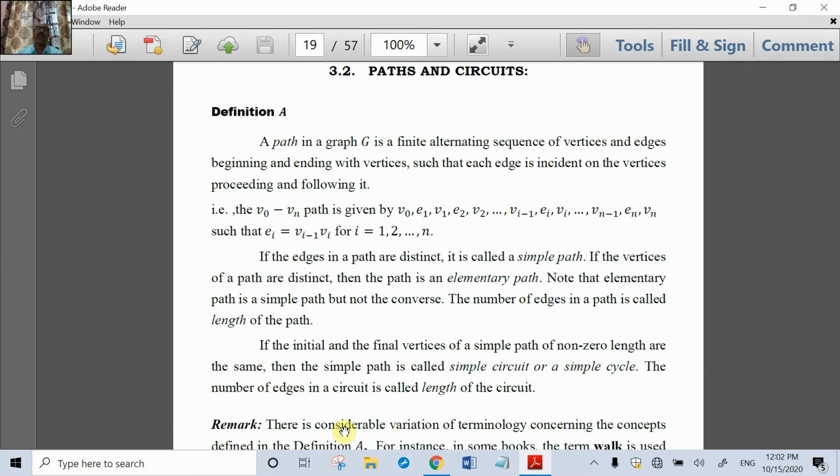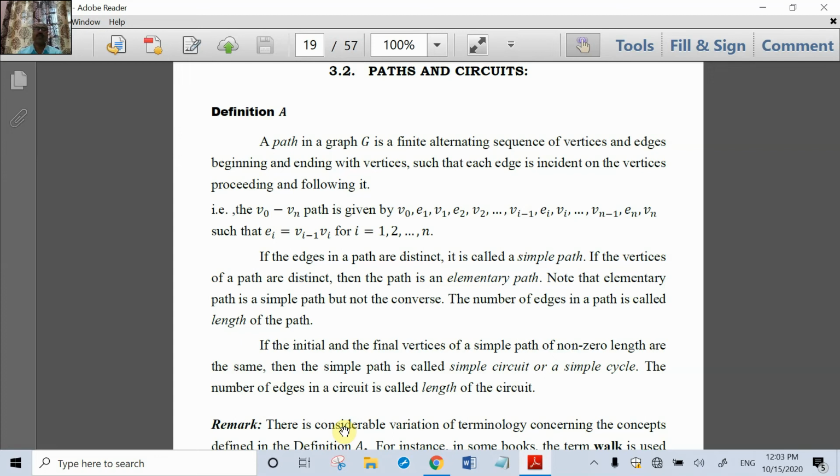Now, paths and circuits. We have seen the path in a graph. A path means an alternate sequence of vertices and edges. If all the edges are distinct, then it is called a simple path. If the vertices of a path are distinct, then the path is called an elementary path.